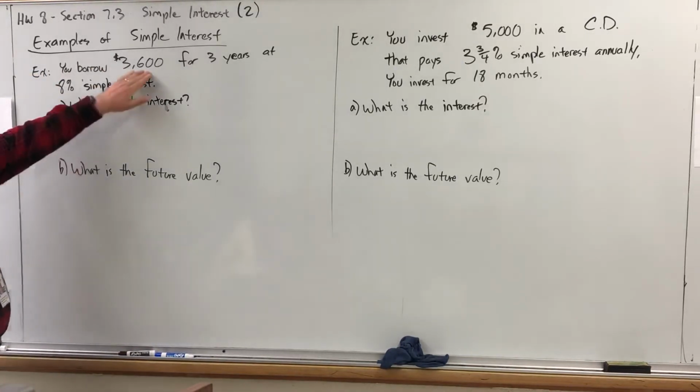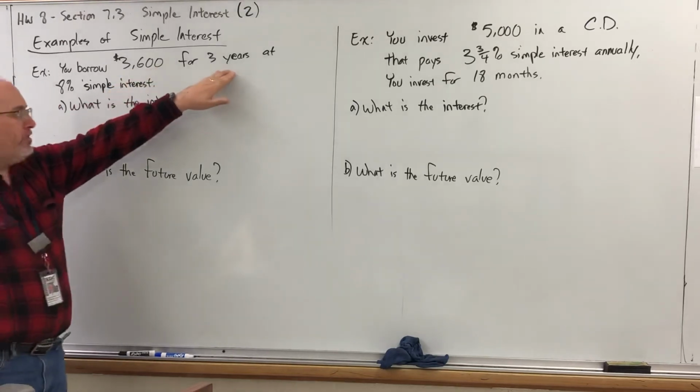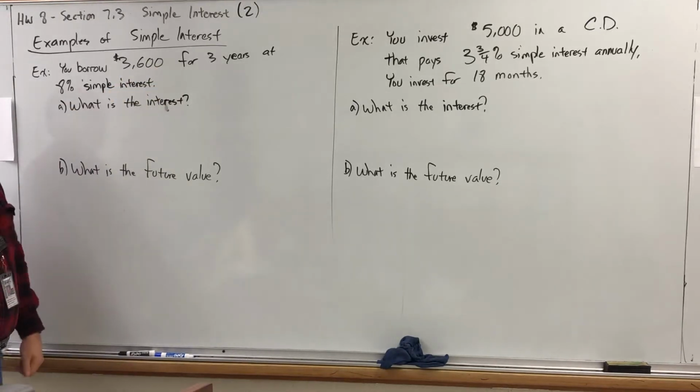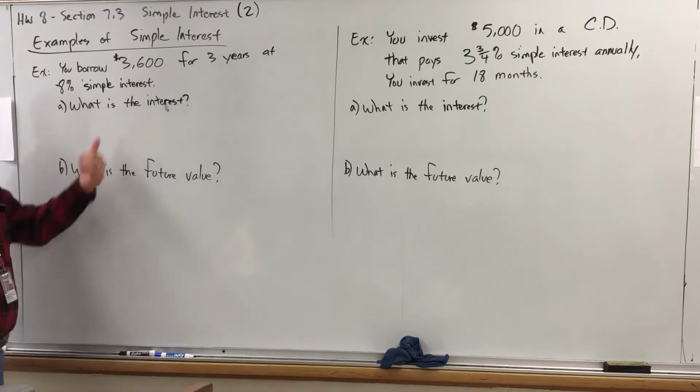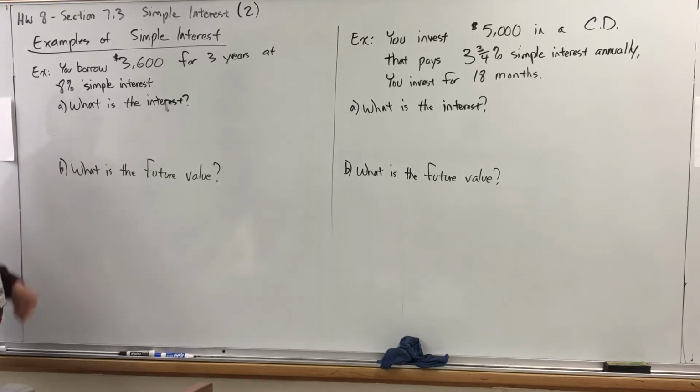You borrow $3,600 for 3 years at 8% simple interest. Question A, what is the interest? And question B, what is the future value? Both of these are pretty straightforward, but you should at least first identify what your variables are, or the given values, what variables they represent.